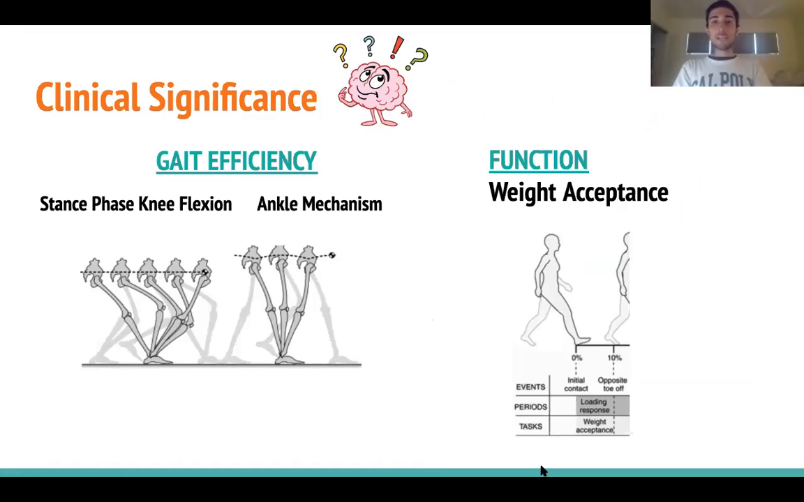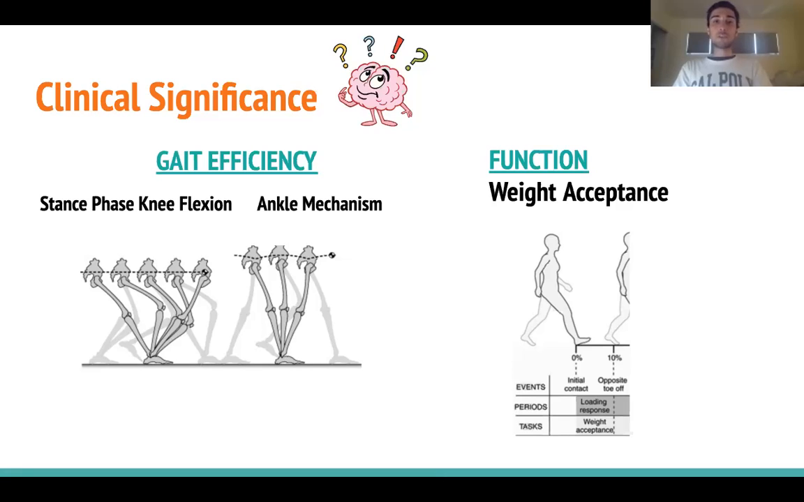In terms of gait efficiency, stance phase knee flexion was affected. The lack of stance phase knee flexion in this individual impacts his ability to reduce the upward displacement of the center of gravity, causing more vertical displacement. Ankle mechanism was also affected. Due to the foot flat initial contact, the individual is unable to reduce the downward displacement of the center of mass, further causing more vertical displacement.